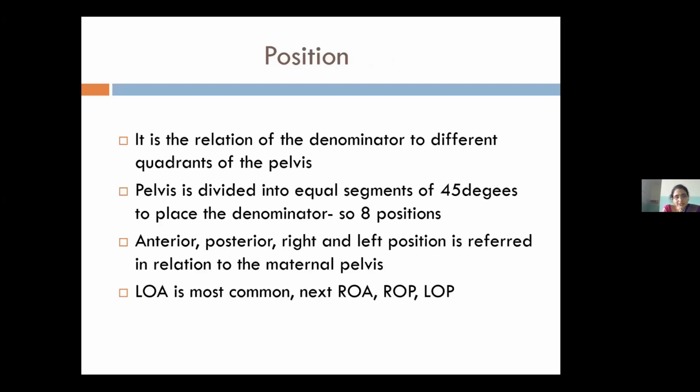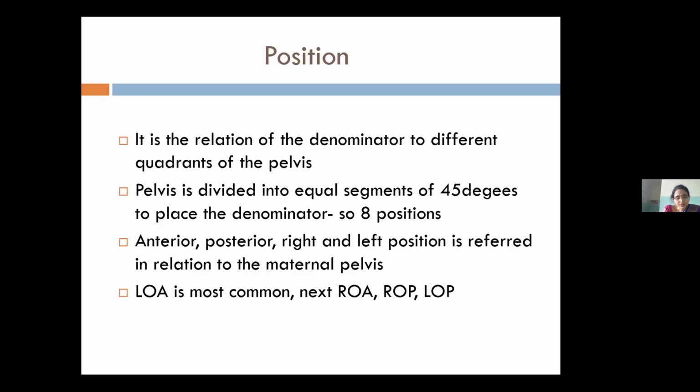And position is the relation of the denominator to different quadrants of the pelvis. So as we have already discussed, the pelvis is divided into 8 parts. So 8 positions are described. So the pelvis is divided into equal segments of 45 degrees to place the denominator. So it is divided into anterior, posterior, right and left positions in reference to the maternal pelvis. And what is the most common position? So left occipito-anterior is the most common presentation. Next comes the right occipito-anterior, then the right occipito-posterior, and the last one is the left occipito-posterior.